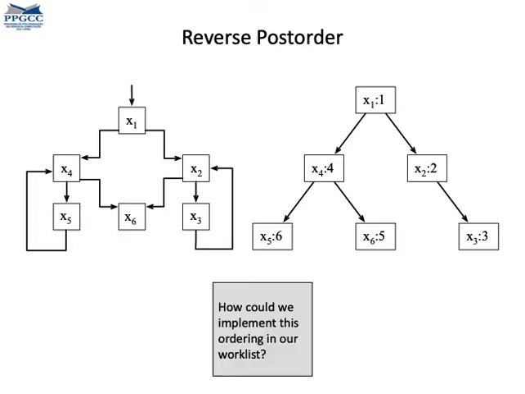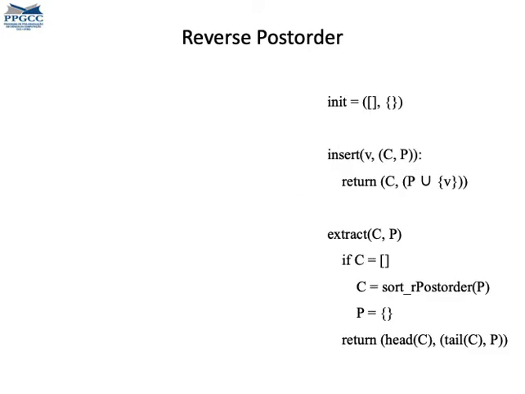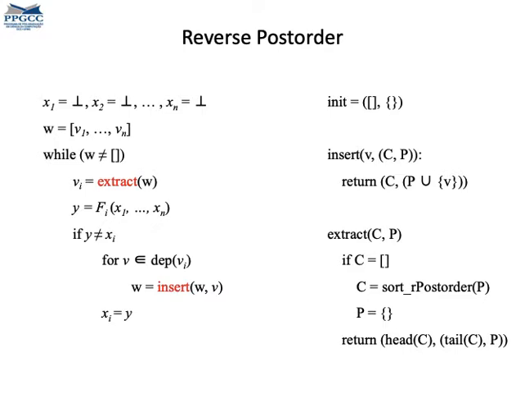But we still need to revisit the worklist algorithm to adapt it to use our reverse post-order. Any idea on how we could do it? Here on the right side of the figure is our new implementation of the insert and extract functions. I'm not sure you remember it, but these two functions provide us with an interface to modify the worklist. If you want, you can stop the video and take a look into the worklist algorithm and the new implementation of the extract and insert functions.